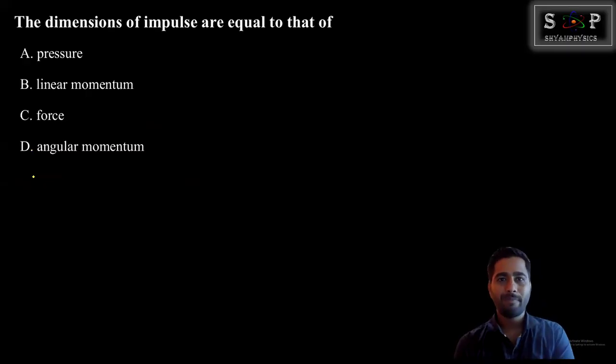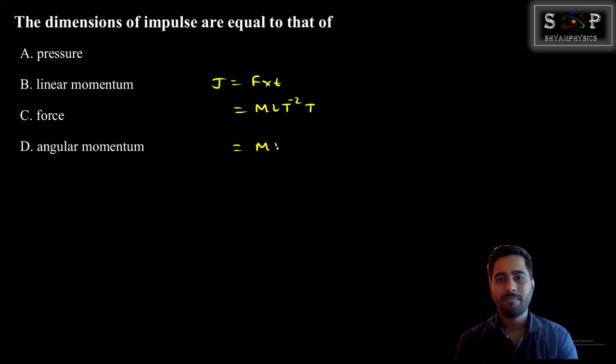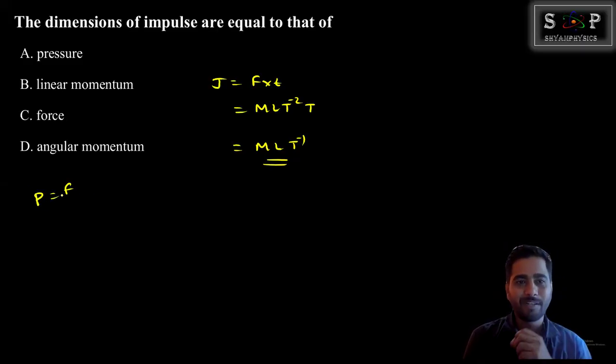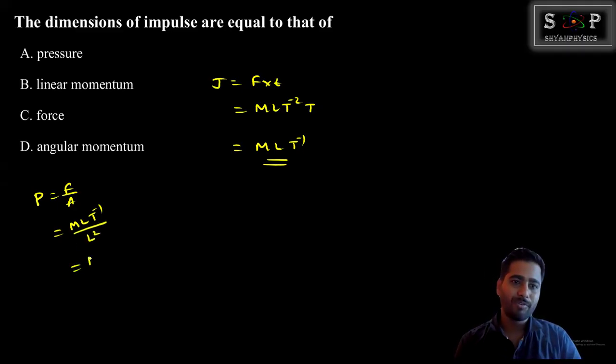The dimension of impulse is equal to, basically impulse is equal to force into time. Force is M L T to the power minus 2, and time. Correct now? So that is M L T to the power minus 1. It is equal to that of, oh, very good question. First one is pressure. Pressure is nothing but force by area. Check: M L T to the power minus 2 for force and for area L to the power 2. If it comes to the numerator, M L to the power minus 1, T to the power minus 2, so it is not matching. First option is wrong.